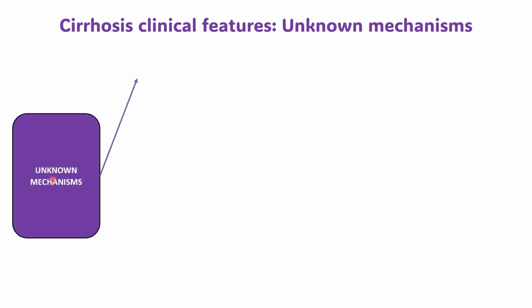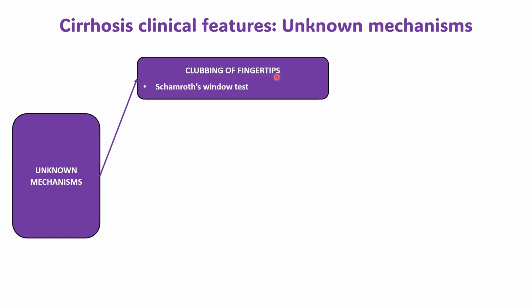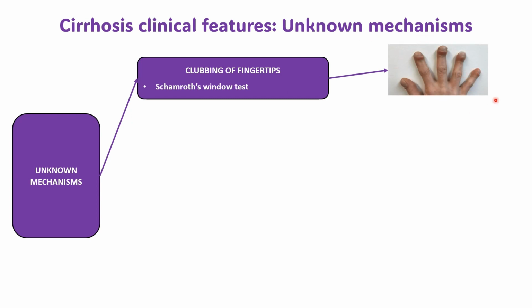Okay, so these are some of the clinical features of cirrhosis, which occur due to unknown mechanisms. So we can have clubbing of the fingertips, and you can examine this by doing something called Shamroth's window test, where you essentially put the nail beds of your two index fingers together, and there should be a diamond-shaped gap in between the fingernails, and if there isn't, that could suggest clubbing. We have a nice image here of some clubbed fingers, fingertips in particular.